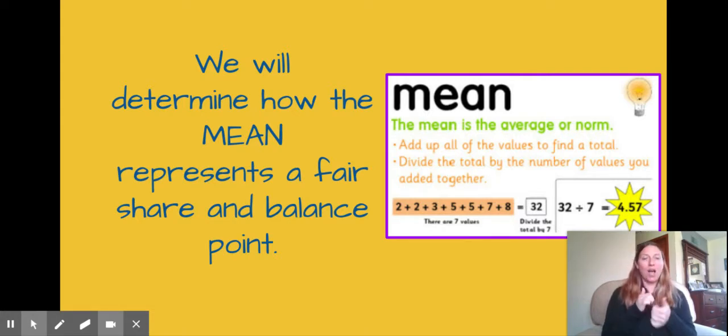How you find it is you add up all of the values in your data set and you find the total. Then you need to divide the total by the amount of numbers you added together. And you can see on the chart, it has 7 data points added up equal 32. That's your total. And then you divide the total, 32, by the amount of numbers in the data set, which are 7. So 32 divided by 7 is 4.57.